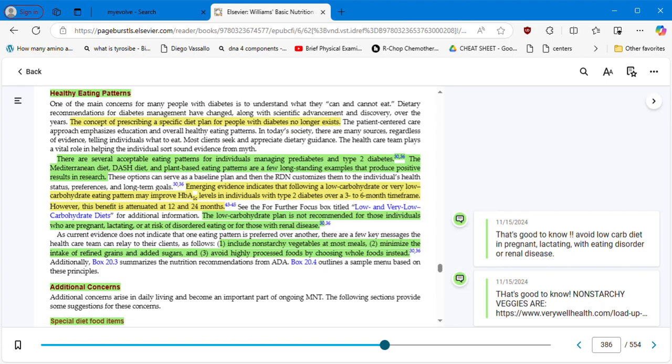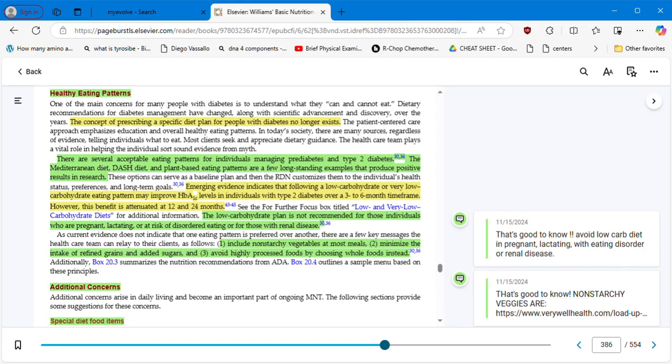So, healthy eating patterns: the concept of prescribing a specific diet for people with diabetes no longer exists. Okay, there is no specific diet, 7 days, 15 days. People cannot live based on a written diet. They need to have knowledge, and they need to understand how to make the combinations, as we were mentioning before.